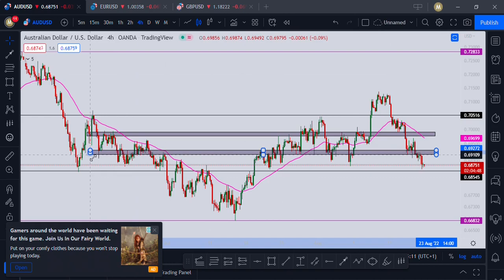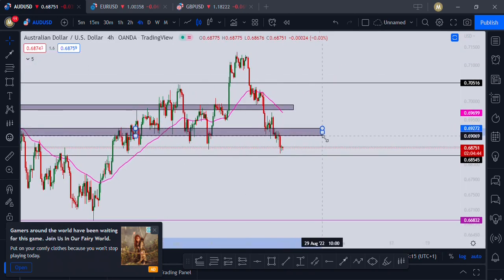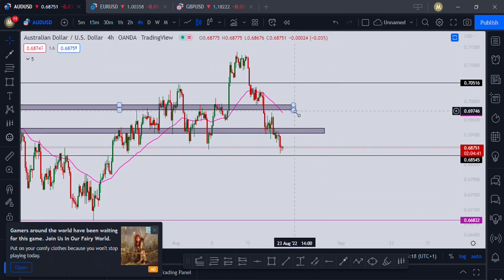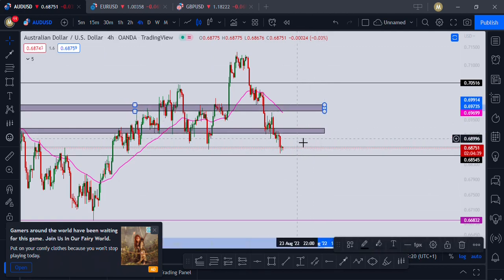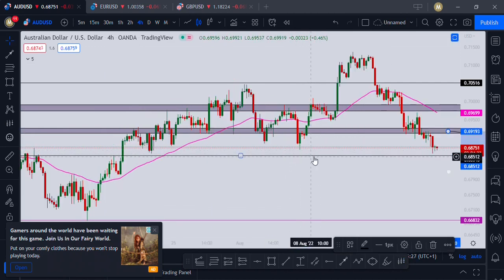So what I'm expecting on AUD, I'm expecting market to reject and come all the way up, to retrace all the way up. The area which I'm expecting the market to come to is this area first of all. If I see confluences over this place, then I'm taking the trade.